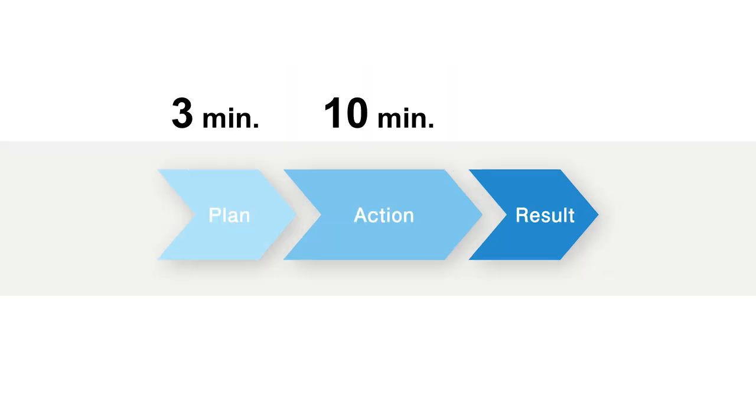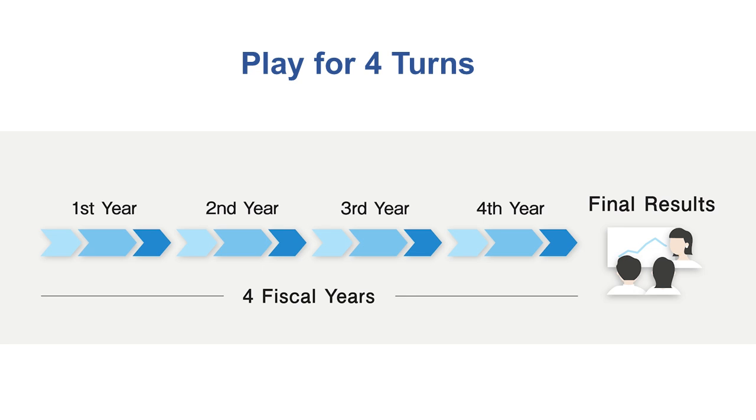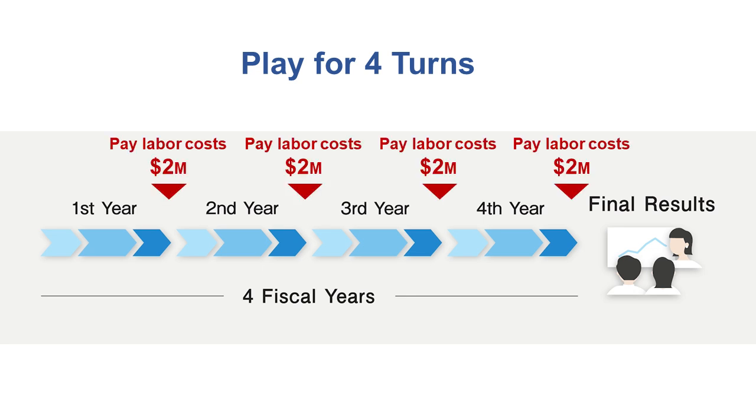In each turn, there is planning time for 3 minutes and action time for 10 minutes, and then present your achievement. Remember this one important rule. At the end of each turn, each company must pay $2 million for labor costs. If you take no actions, your funds will steadily decrease.